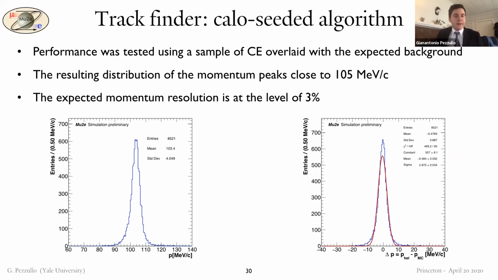Also in this case, we perform a study of the expected performance using the same sample that I explained before, and the results are shown by these two distributions at the bottom of the slide. You can see the momentum distribution in the bottom left, and here we can notice that it peaks much closer to 105 MeV, and in the bottom right you can see that the expected momentum resolution that we achieve is slightly better than the previous algorithm, at the level of 3%.